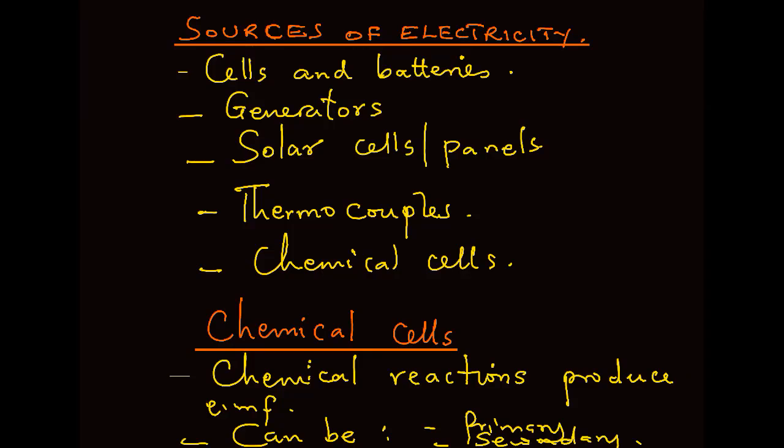Sources of electricity. There are so many sources of electricity that are used today. Some include cells and batteries, generators, solar cells or solar panels, thermocouples, and chemical cells. In this subtopic, we are going to look at chemical cells.